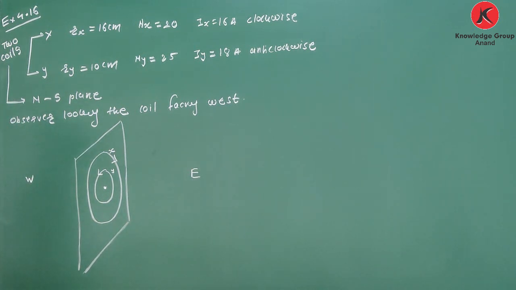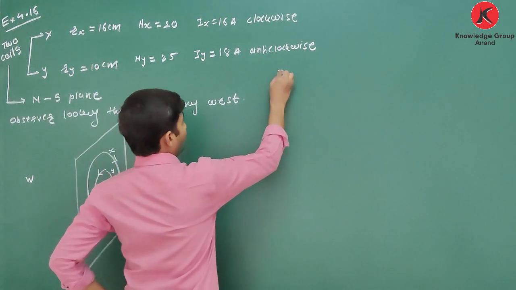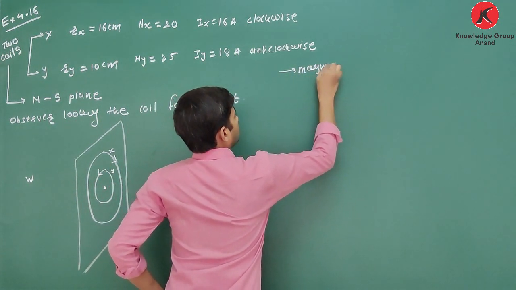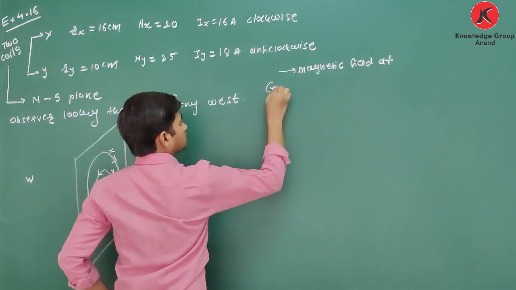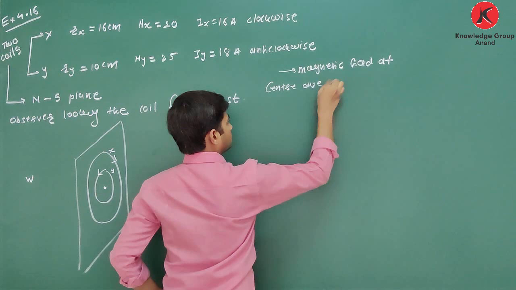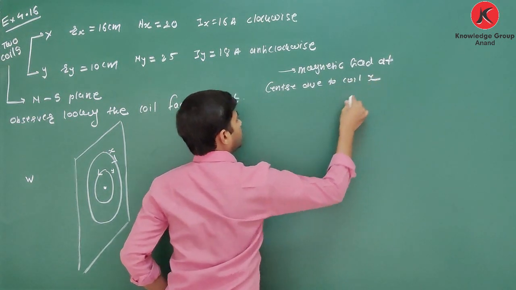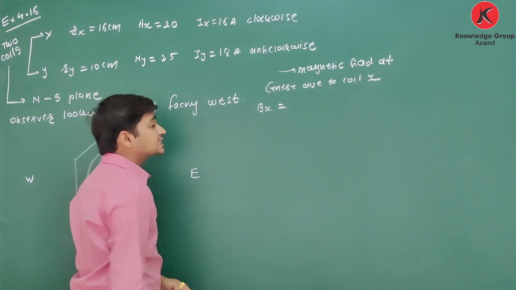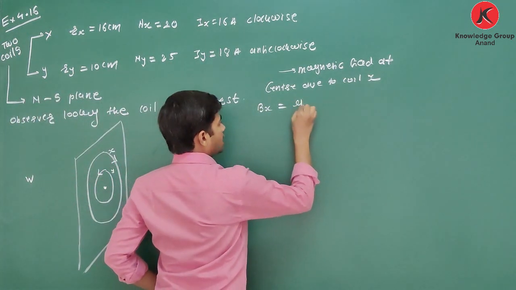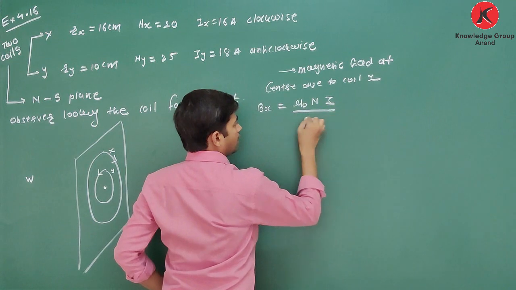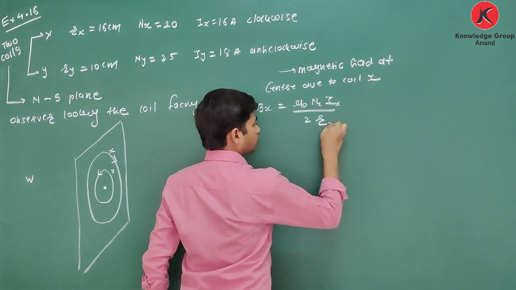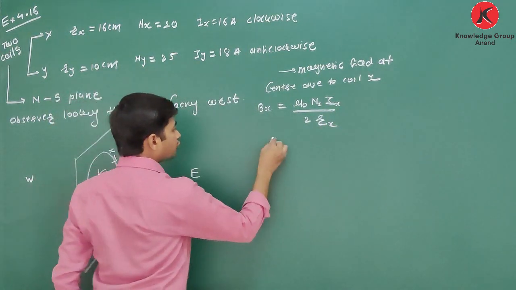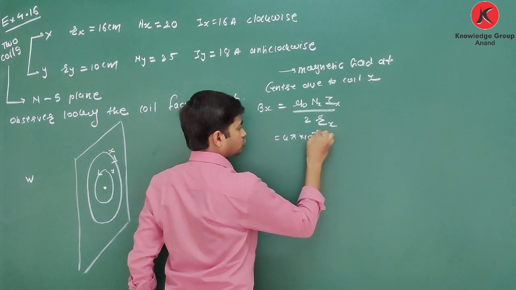So see, we will find. First of all, magnetic field at center due to coil X, Bx. At center, what is the equation? It is mu 0 Ni upon 2r. Here you have to write Nx, Ix, Rx. Simple. Mu 0 means it is 4 pi into 10 raised to minus 7.